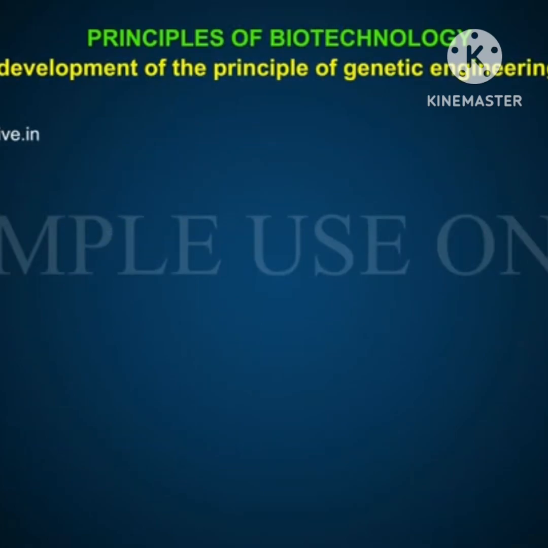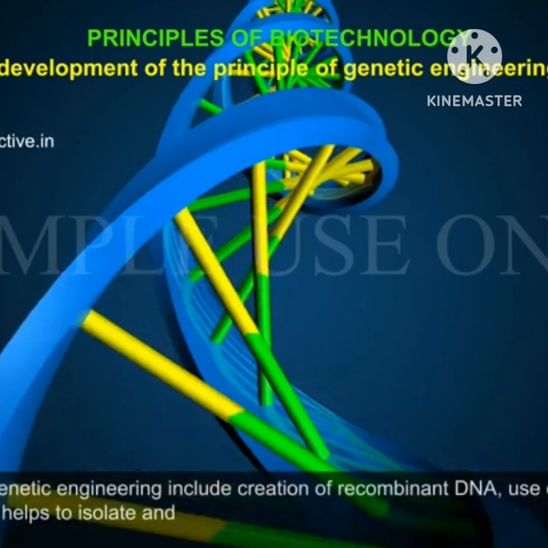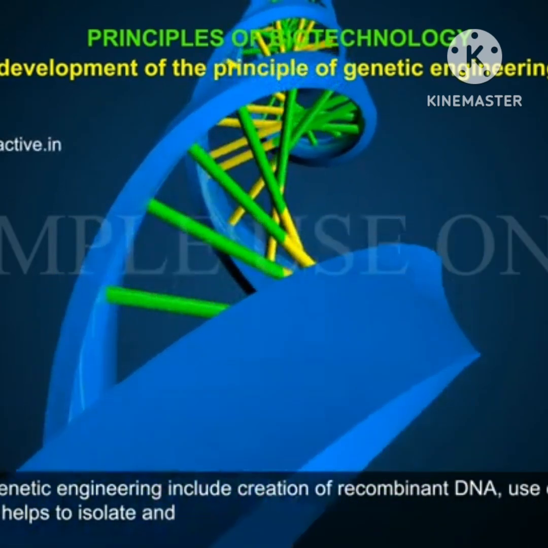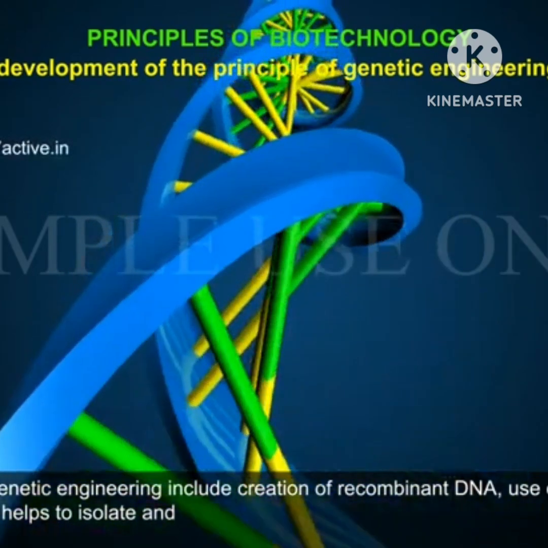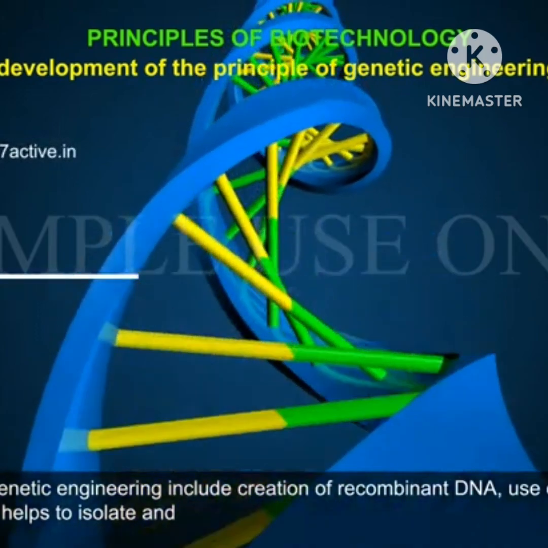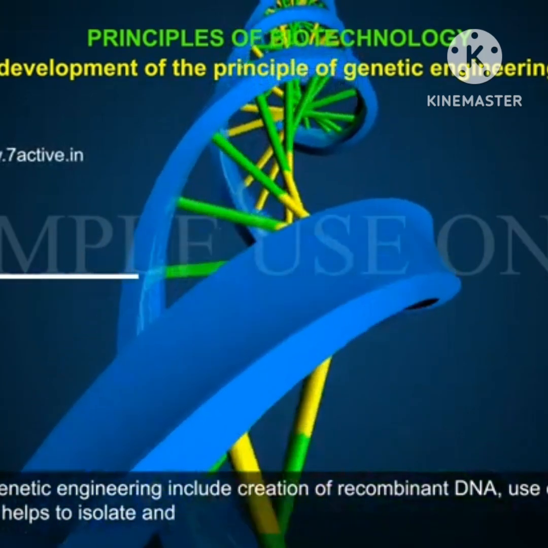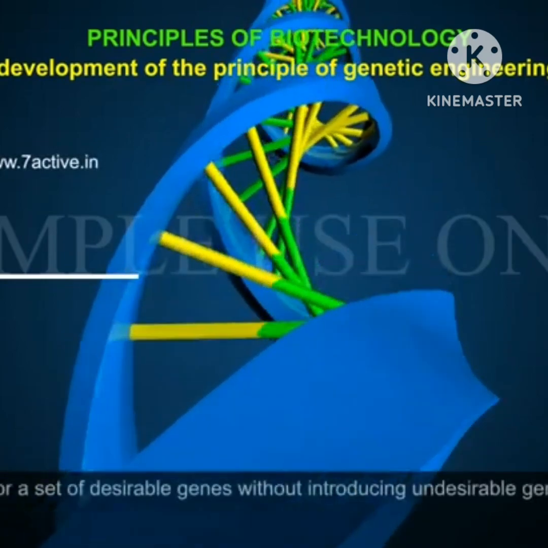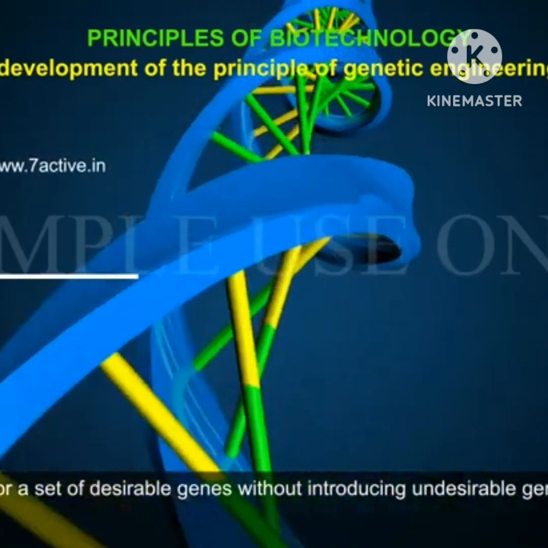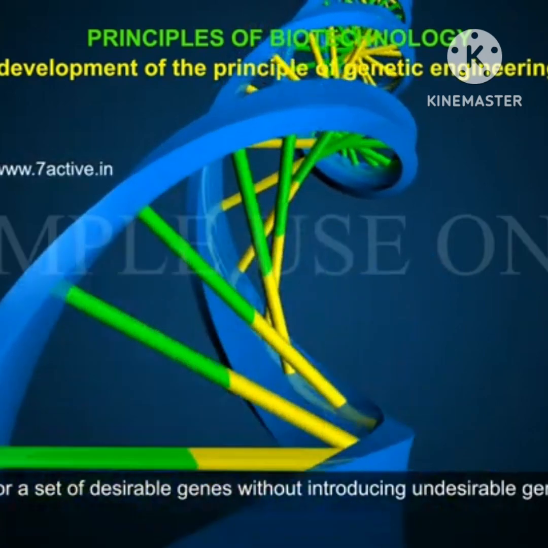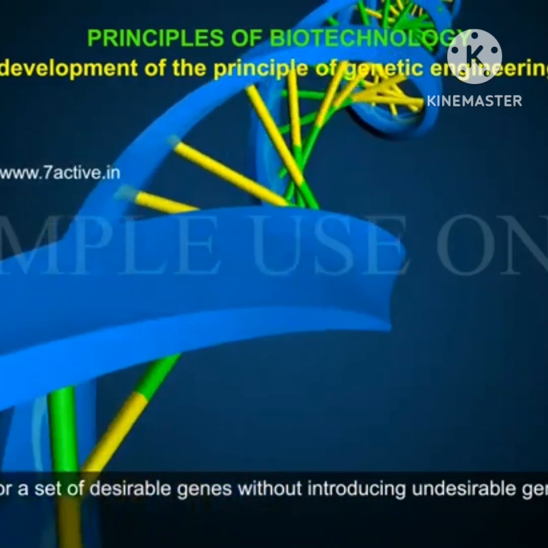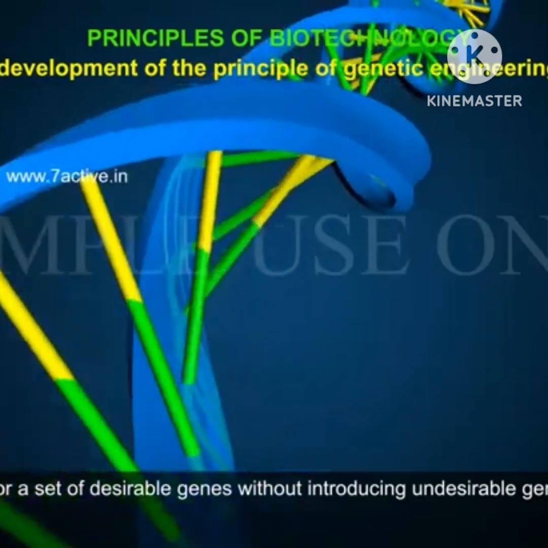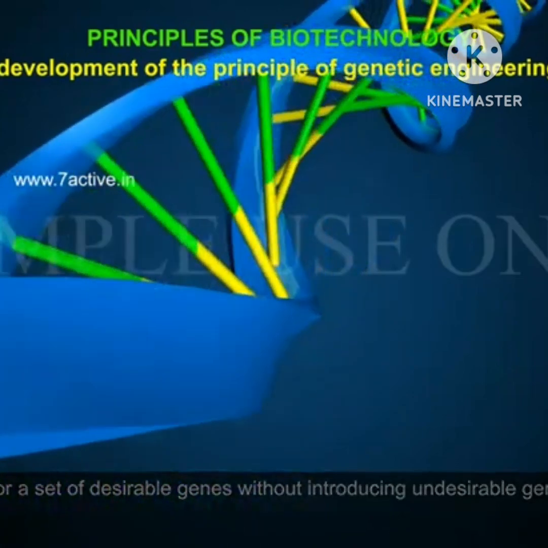The conceptual development of the principle of genetic engineering. The techniques of genetic engineering include creation of recombinant DNA, use of gene cloning and gene transfer, which help to isolate and introduce only one or a set of desirable genes without introducing undesirable genes into the target organism.